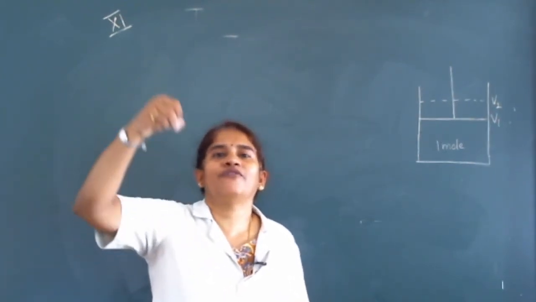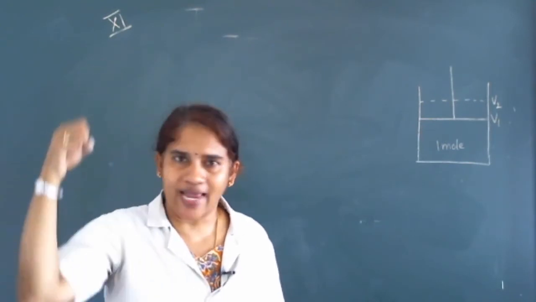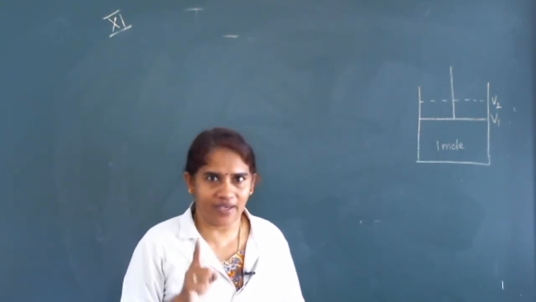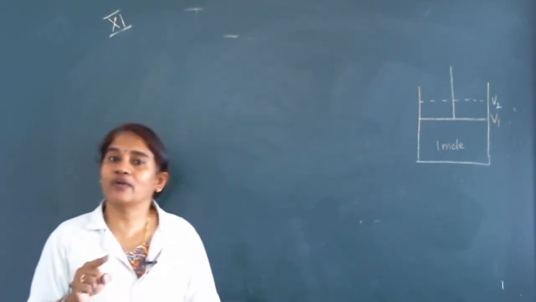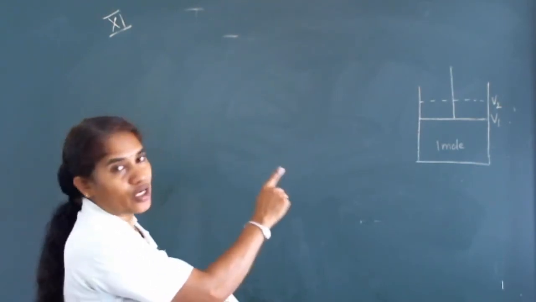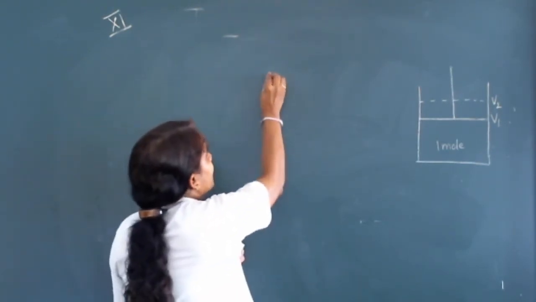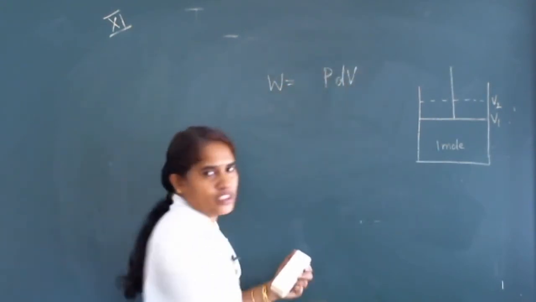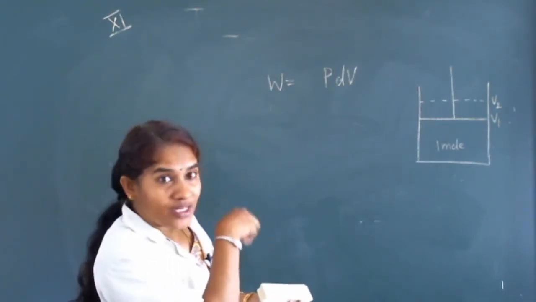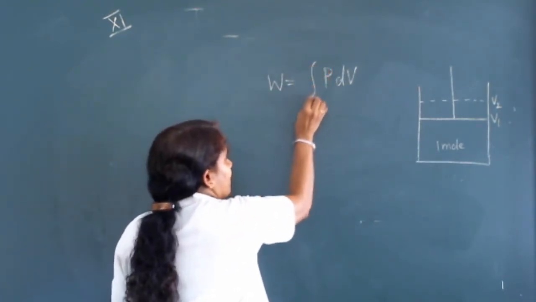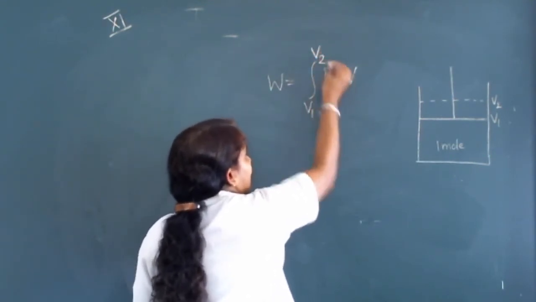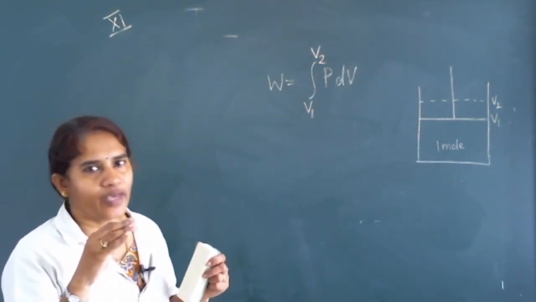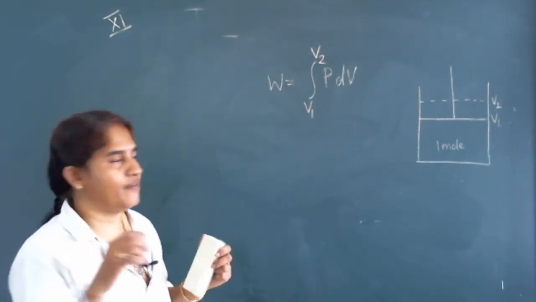Then how much is the work done for that? That is what we have to calculate. In thermodynamics, work done is calculated by the formula P dV. So here, the small work done is P into a small change in volume. In order to calculate the total work done, we take the integral from V1 to V2 of P dV, starting to ending.